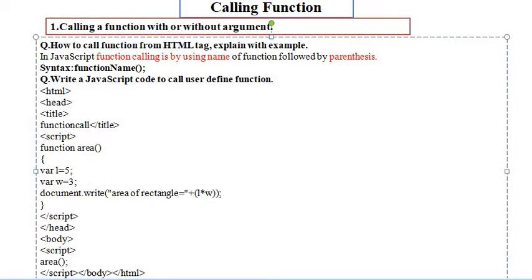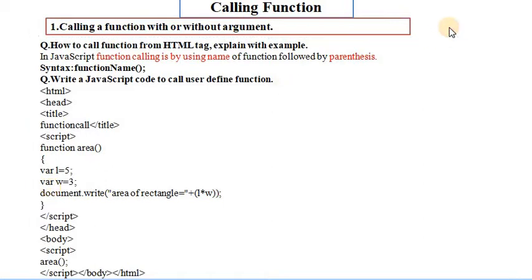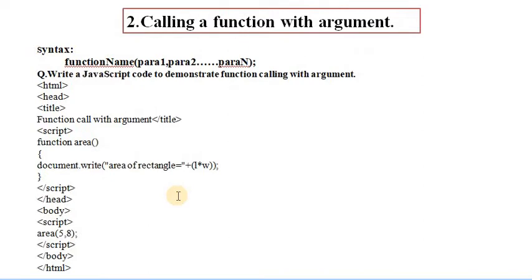After that, close the script tag, head tag, and start the body tag. In that body tag, we call a function. This is called calling a function. We call the function area. After calling a function, it goes to the defined function, and in the defining function, it executes the statements in the area function. It displays area of rectangle is equal to 15 on a web page. Next point is calling a function with argument.